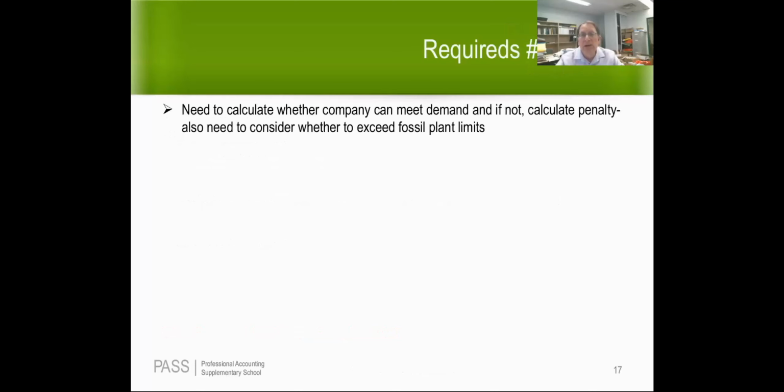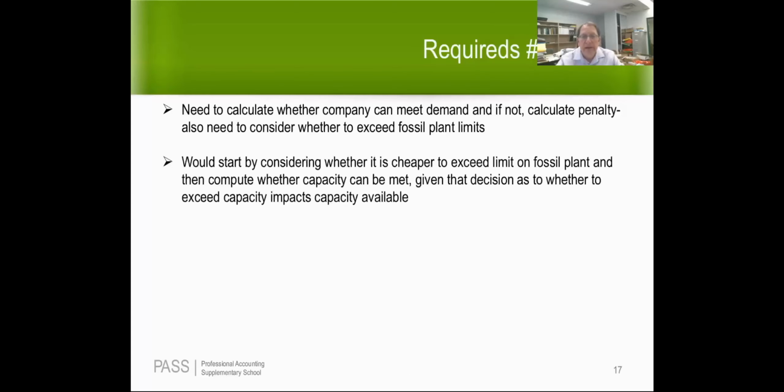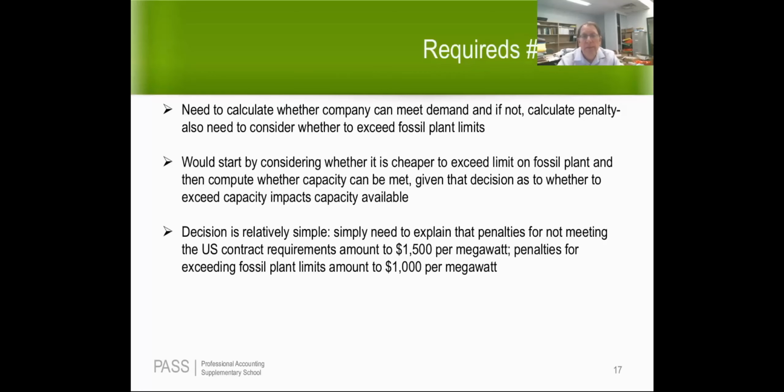Okay, so what do you have to do here? Calculate, can they meet the demand? If not, do they have a penalty? It might make sense to start with, is it cheaper to exceed the limit on the fossil plants? And then compute whether capacity can be met. If I exceed the limits, that makes a difference on my capacity. So, the answer was relatively simple. You didn't even really need a calculation.